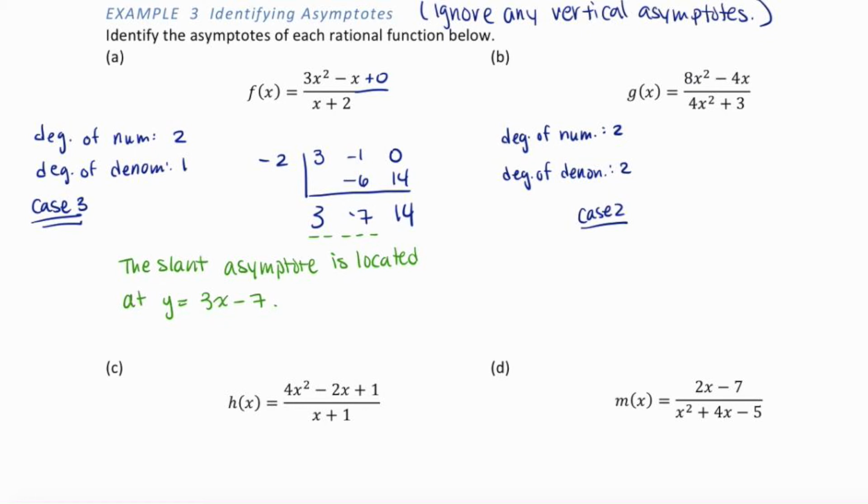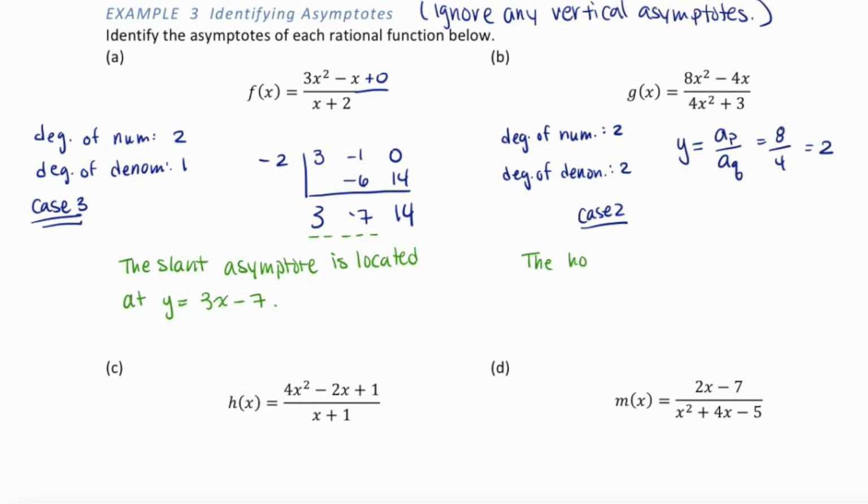This means we have a horizontal asymptote located at y equals a sub p over a sub q, where a sub p is the leading coefficient of the numerator, so that would be our 8. And a sub q is the leading coefficient of the denominator, which is 4. This gives us 2.